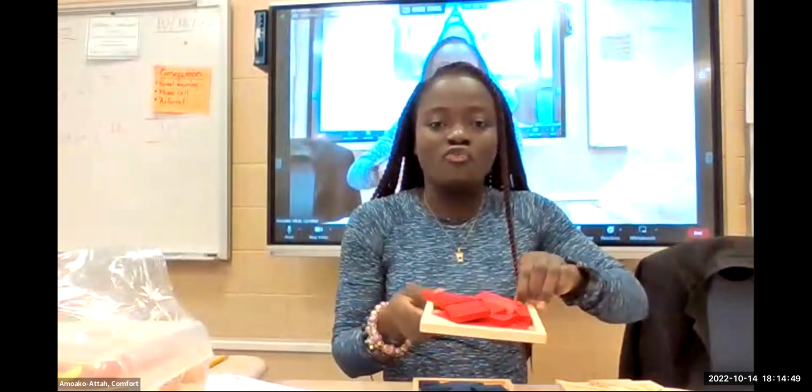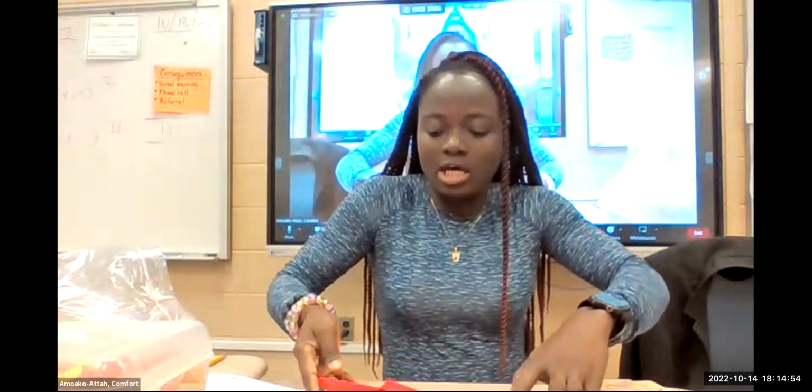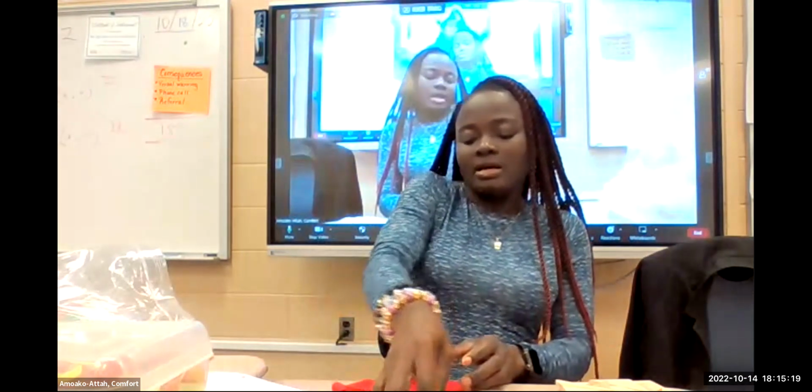Now let's look at the first one. We're going to look at the ratio of red to blue. So how do we do that? Let's count the number of red cubes that we have. 1, 2, 3, 4, 5, 6, 7, 8, 9, 10, 11, 12, 13, 14, 15. So we have 15 red cubes.